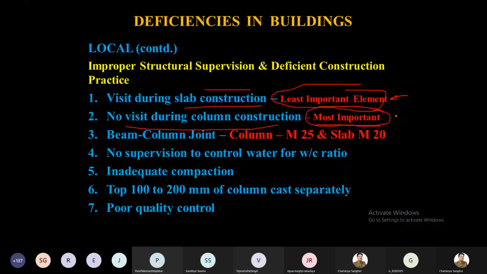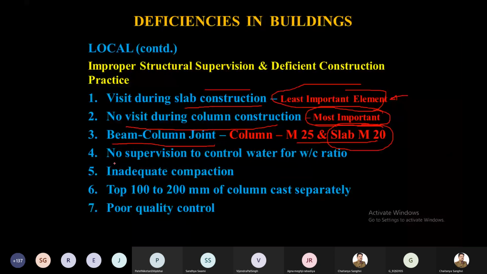Then comes the beam column joint. Now, sometimes we are using different grades of concrete, right? We are using M25 for the column and M20 for the slab, right? Now what happens when we go for the beam column joint? You see, we cast a column in M25, and then when the slab comes, we cast in M20. So as far as the beam column joint is concerned, it is generally cast in M20, right? If we cast in M20, then there is no use of M25 concrete in the column, because you are creating a weakness at the beam column joint. So you have to avoid different grades of concrete. You have to provide a uniform grade throughout.